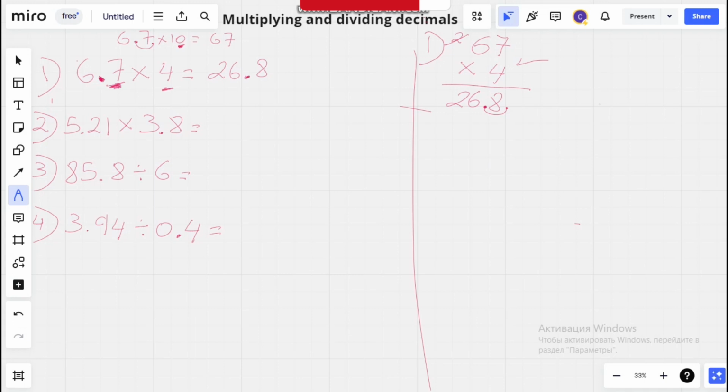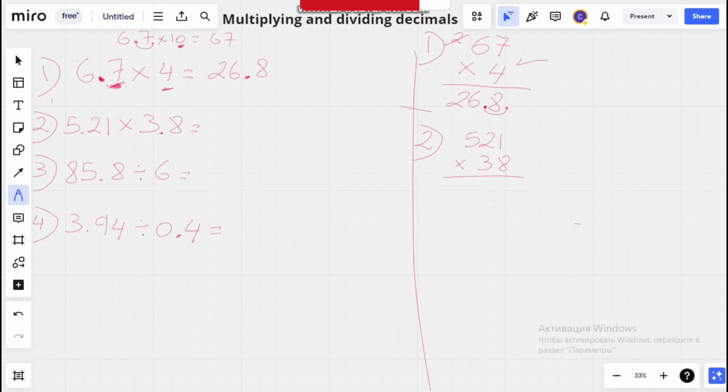Moving on to the second one. How do you multiply a decimal with another decimal? You do the same thing. First thing, you remove the decimal. So 5.21 is going to be 521 times 3.8 will be 38. Now you just do your multiplication normally.